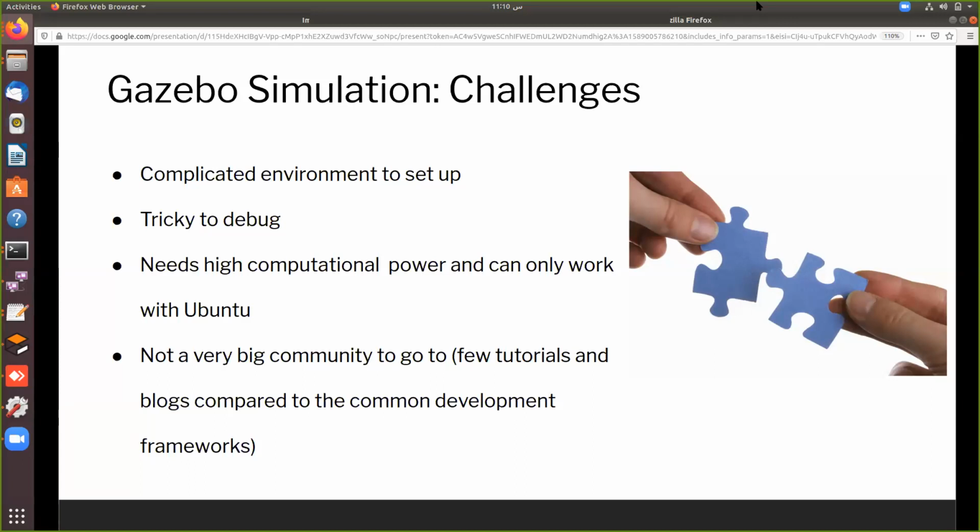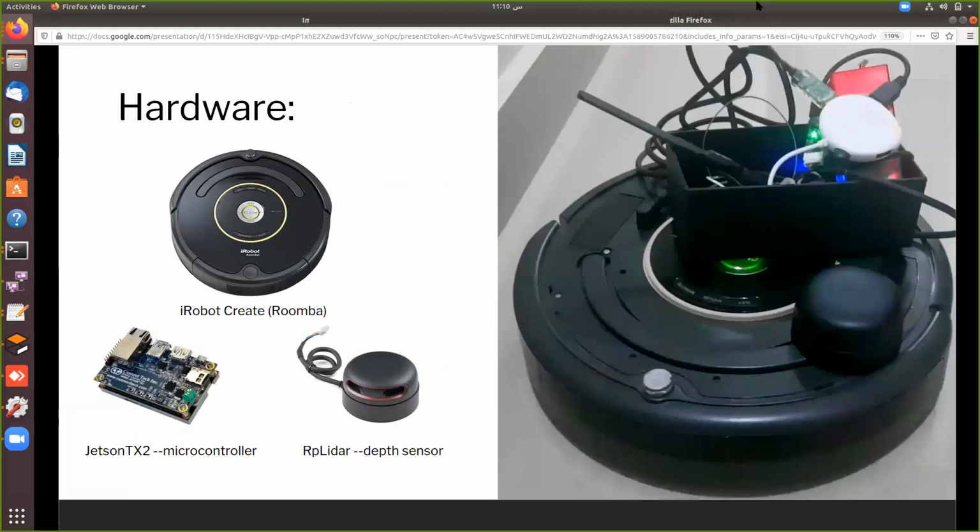Next, Aya will walk you through our hardware setup and our results. So I'll be briefly taking you through our progress in the hardware. As we said, the last phase of our project was to migrate our model on the hardware.